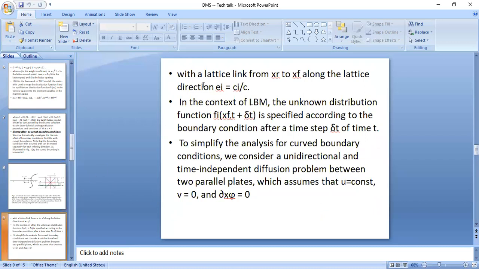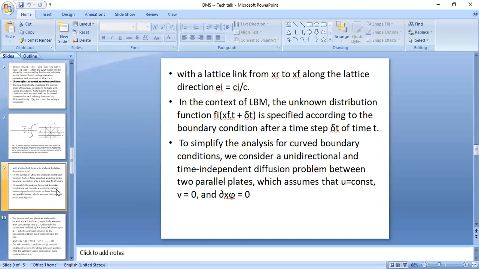With a lattice link from xR to xF along the lattice direction e_α = c_i/c, in the context of LBM, the unknown distribution function f_i(xF, t + Δt) is specified according to the boundary condition after a time step Δt of time t. To simplify the analysis for curved boundary conditions, we consider a unidirectional time-independent diffusion problem between two parallel plates, which assumes that u is equal to constant, v is equal to 0, and ∂φ/∂x is equal to 0.